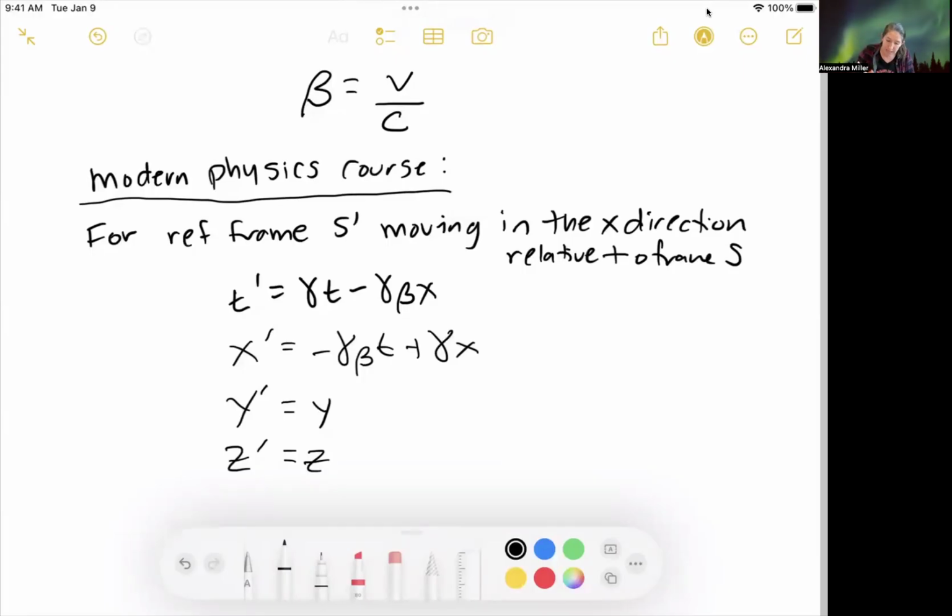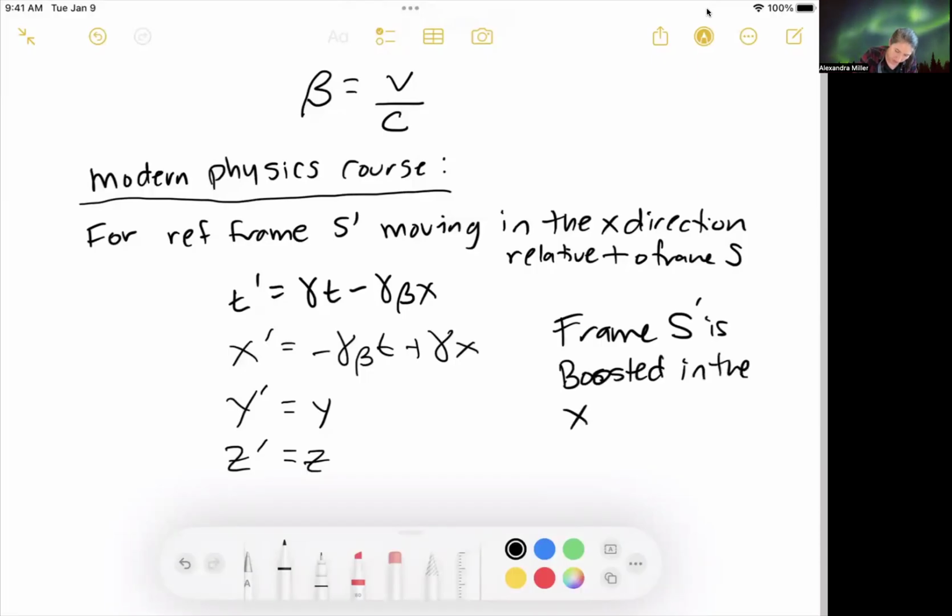One way we could say this is that frame S prime is boosted in the X direction relative to S. When we talk about the word boost, or here I'm saying boosted, that's referring to moving between two reference frames that actually have a different speed. So there's some relative speed between these.